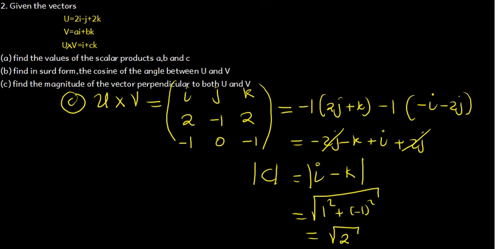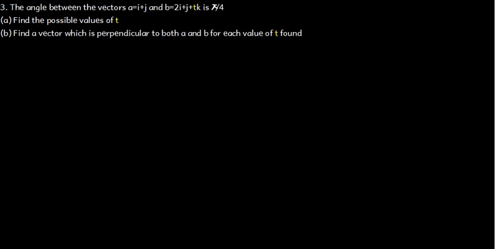That is the magnitude. Let's consider question 3. The angle between the vectors a, which is i plus j, and b, which is 2i plus j plus tk, is pi over 4. Find the possible values of t.